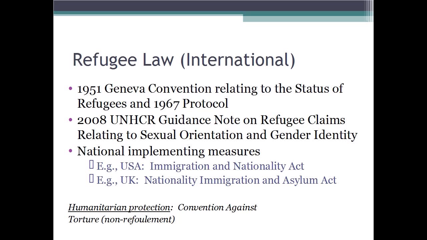The 2008 UNHCR guidance note on refugee claims relating to sexual orientation and gender identity has been really instructive for countries, particularly in the EU, to harmonize their ideas of what persecution means, what it means to qualify as a refugee under certain circumstances that were very variant in the EU. Just for example, just because I know the debates in the EU best.